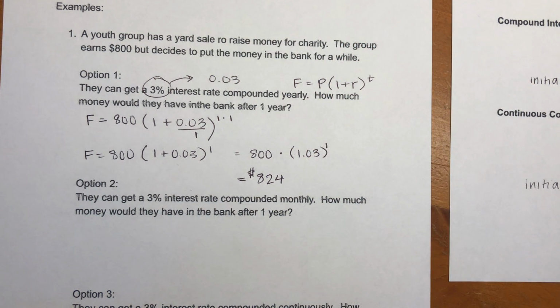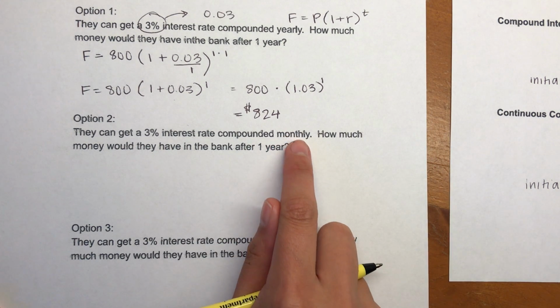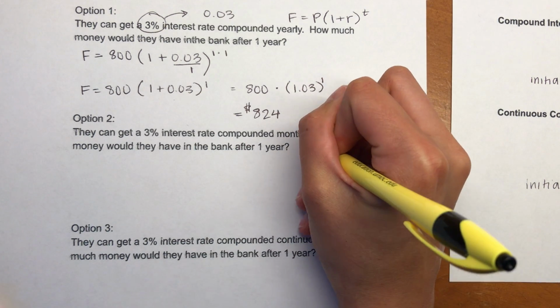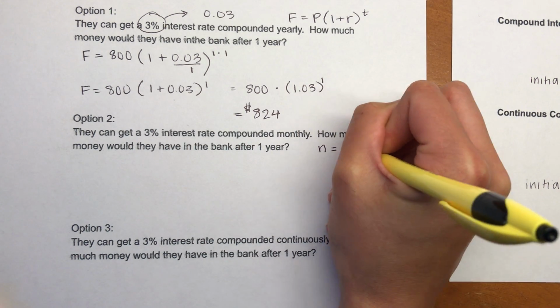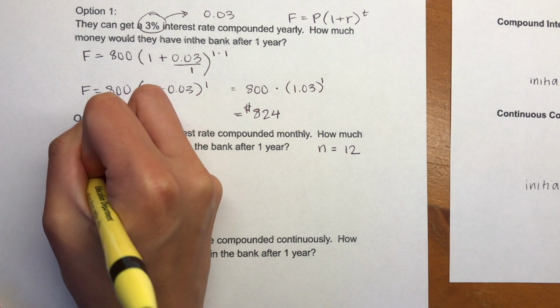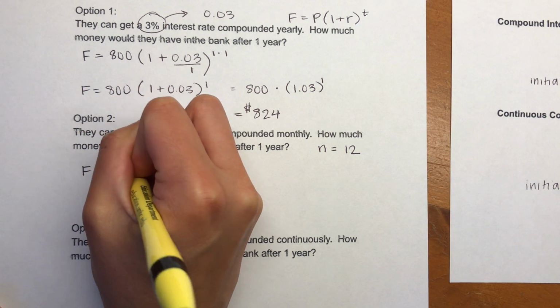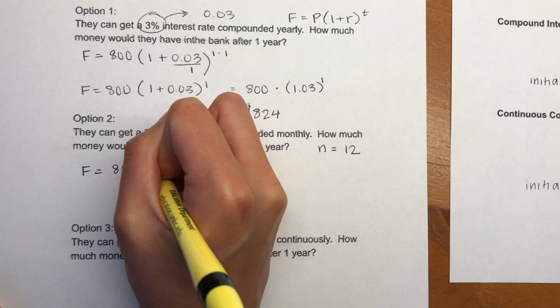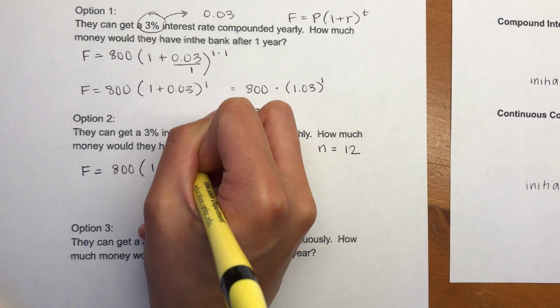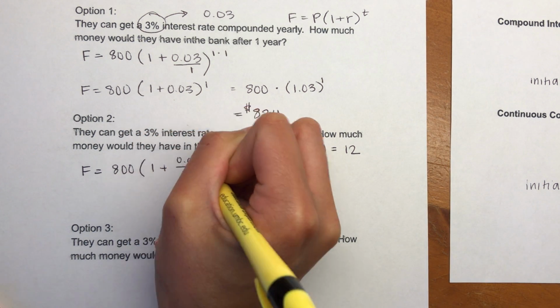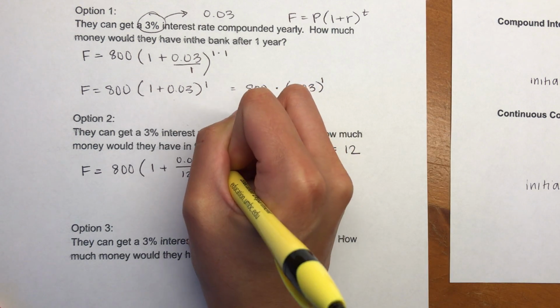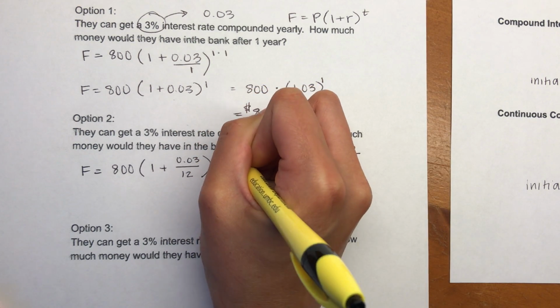Okay, so now option 2, I have an interest rate compounded monthly. Okay, so monthly, I want to think about how many months are in 1 year, right? So we know there are 12 months in 1 year, so that means that my n value is going to be 12. Okay, so we already know that my p-value is 800, and then I have 1 plus my rate, now over 12 to the 12 times 1.